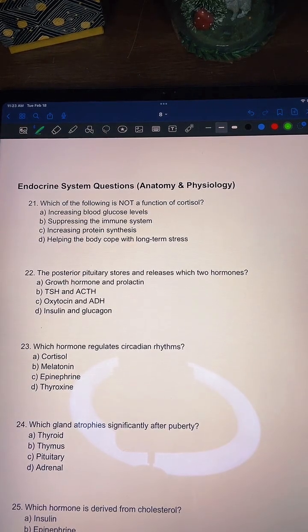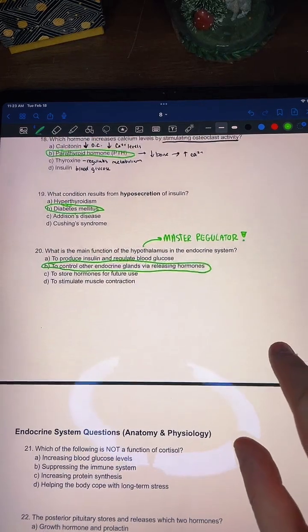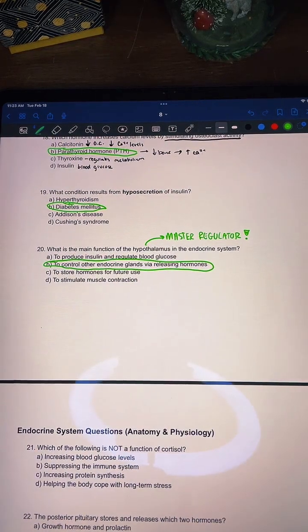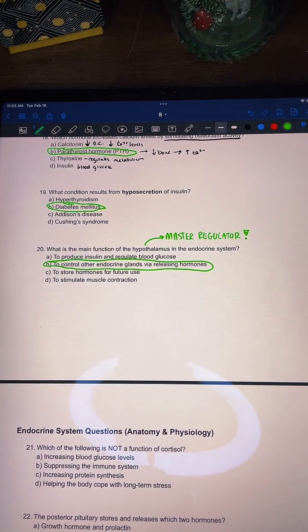All right, we're going over number 21 right now. We just did number 20. Number 21 asks, which of the following is not a function of cortisol? I'm seeing a couple different answers, so I will explain this one here in just a moment. I'll let you guys answer a couple more.